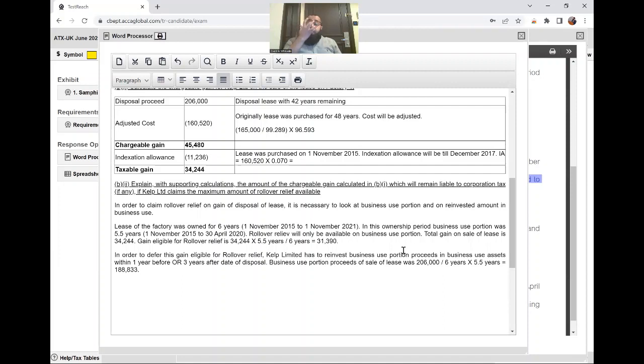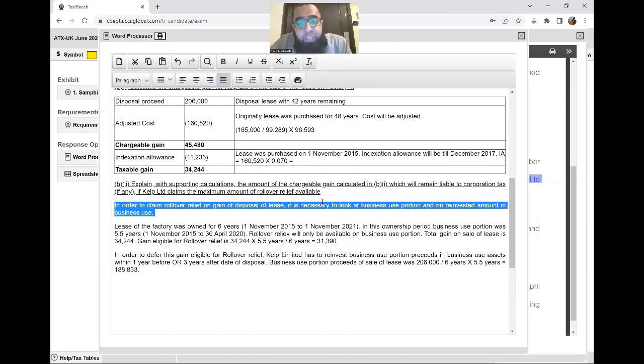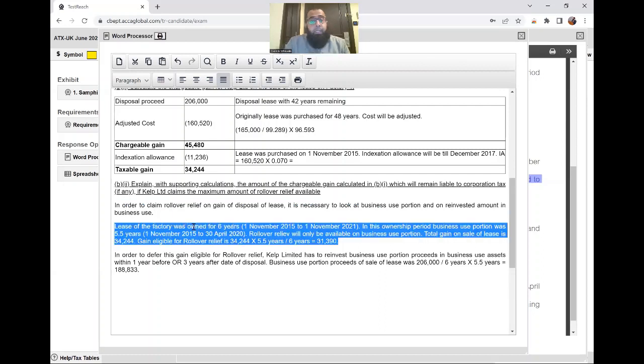Let's repeat it because I know that some students might have got confused. These are a bit tricky, but not too much. In order to claim rollover relief on gain of disposal of lease, it is necessary to look at business use portion, whether it is reinvested or not. Lease of the factory was owned for 6 years. We need to first identify the business use.